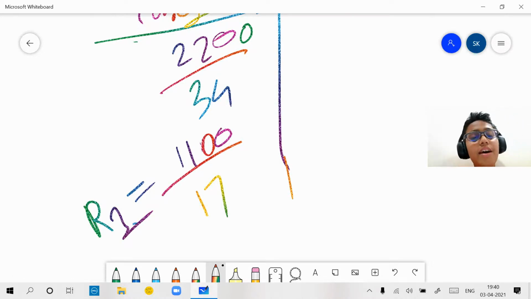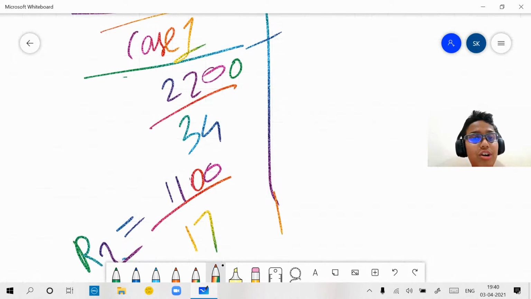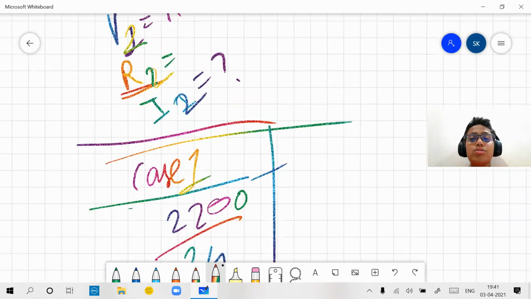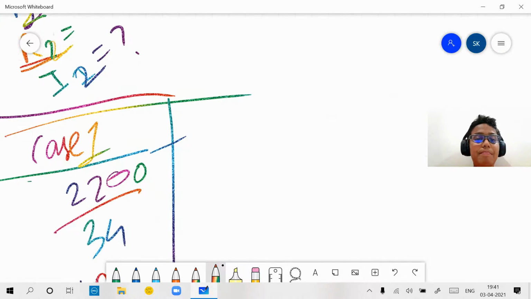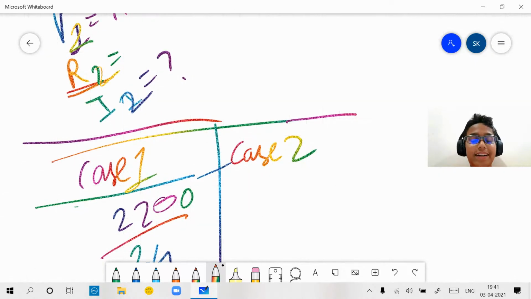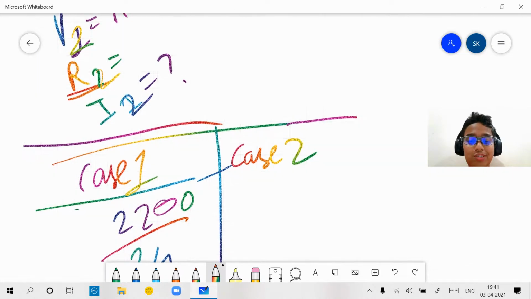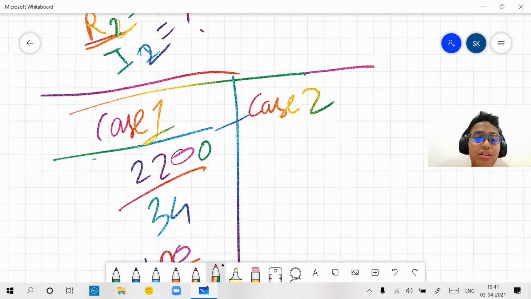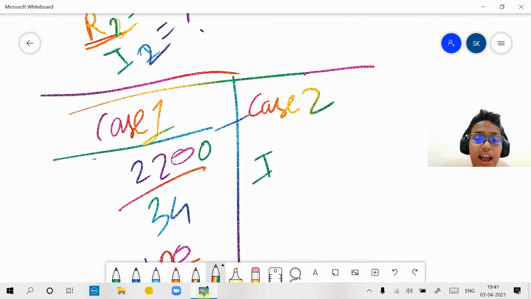1100 by 17, and as I told you, the resistance will remain constant if the material is same, the thickness is same, the temperature is same. So in case 2 also the same thing will happen. In case 2, I will tell you a very easy trick to solve this. You will not need to use this much method. Now we have to find the current.